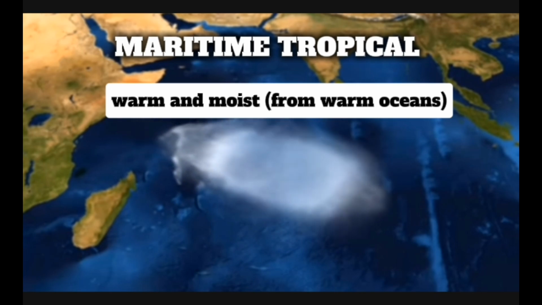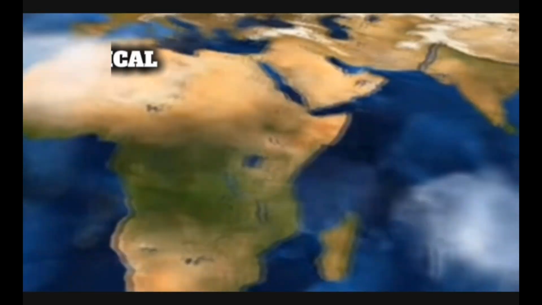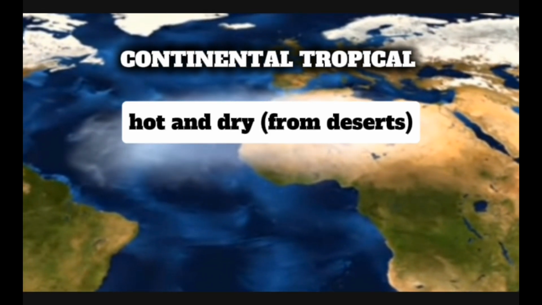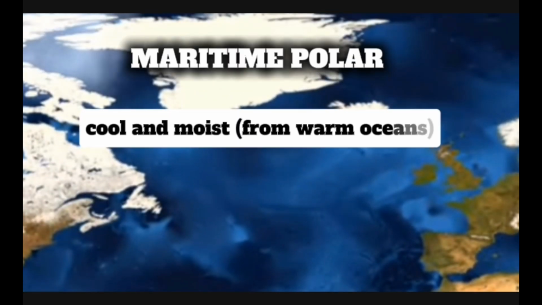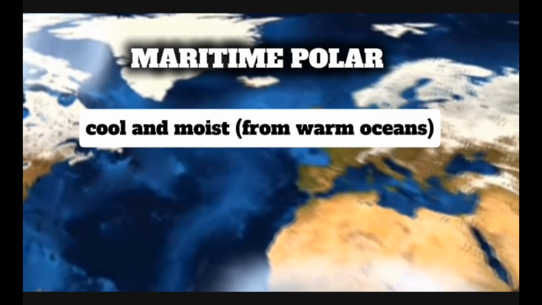Next we have the continental tropical. Continental tropical is hot and dry air, so this is usually from deserts. And the last one is the maritime polar. Maritime polar is usually cool and moist air. So this is usually from warm oceans.